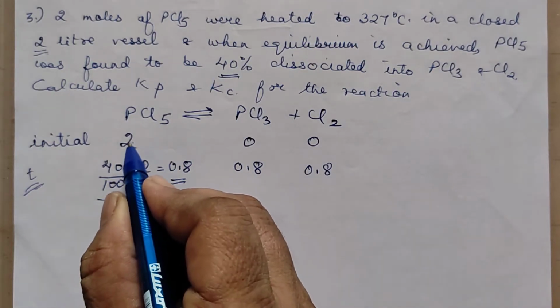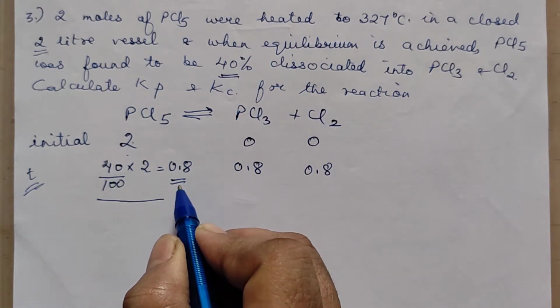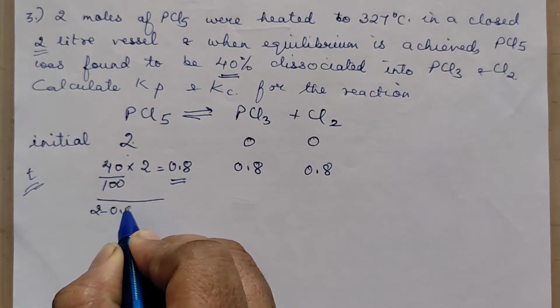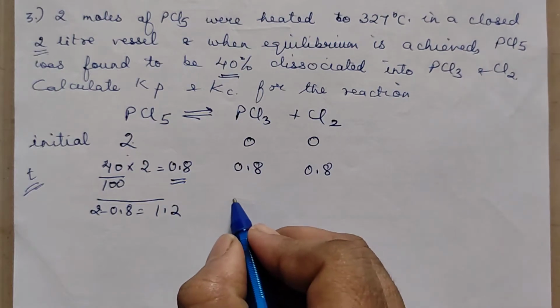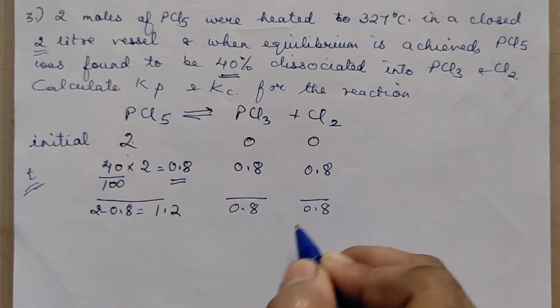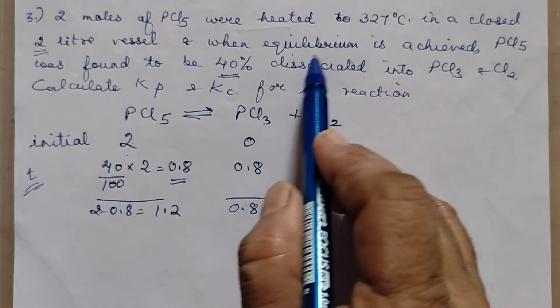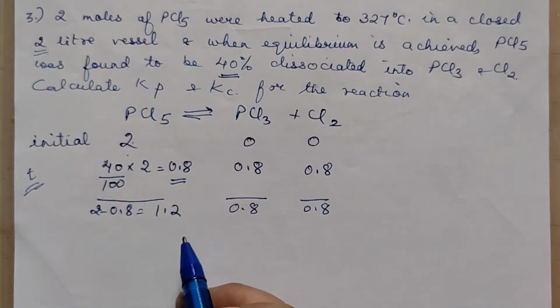Now you have in the beginning 2, of which 0.8 has reacted. How much is left over? 2 minus 0.8, that means PCl5 1.2 is left over and PCl3 0.8 only, and this is 0.8. This is when the reaction has, whenever we are talking about 40% completed. When 40% completed, then this is there.